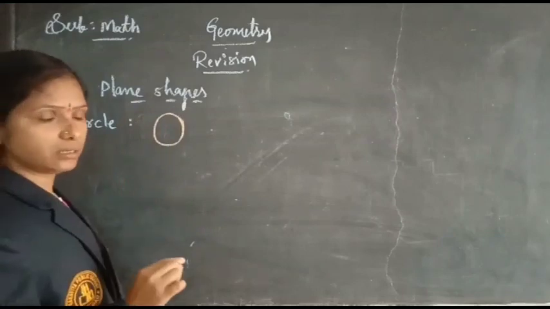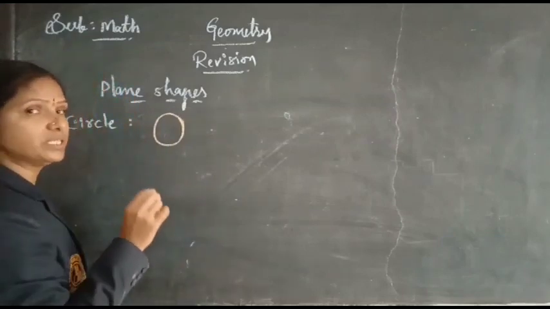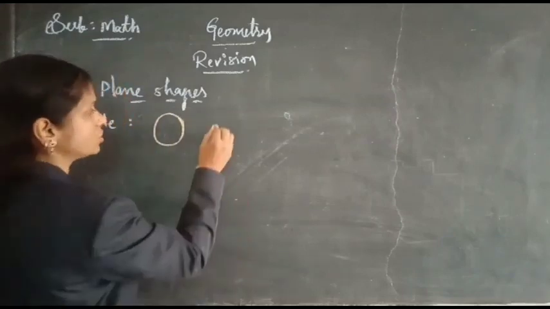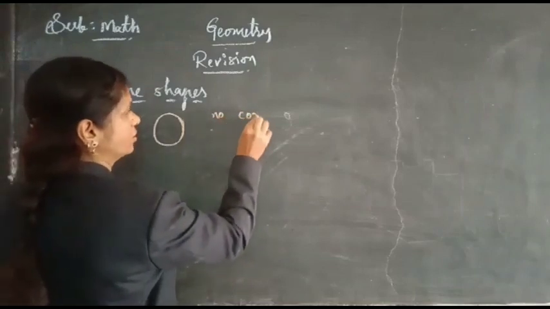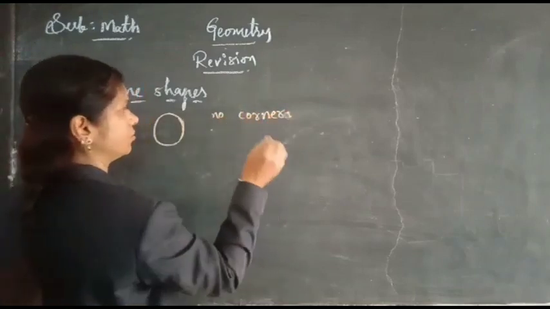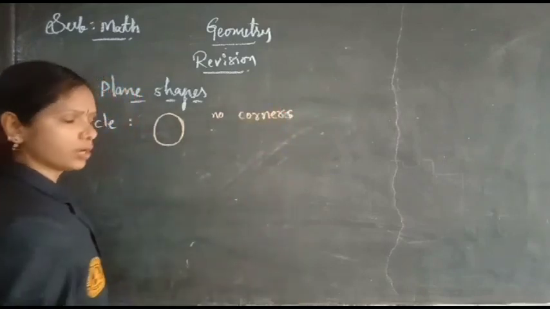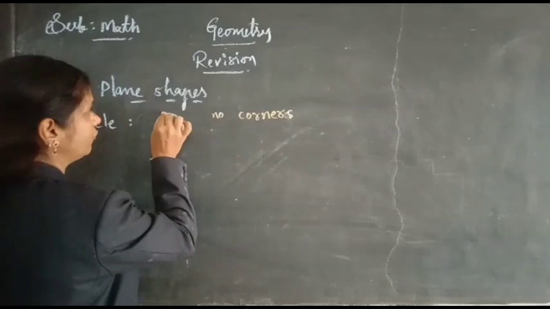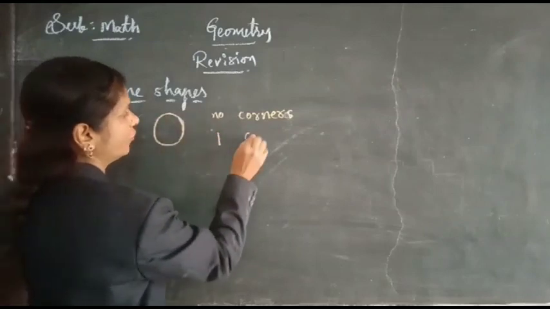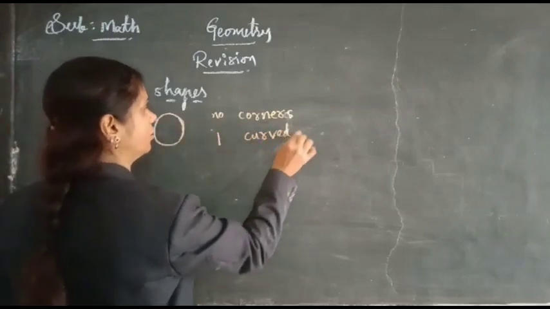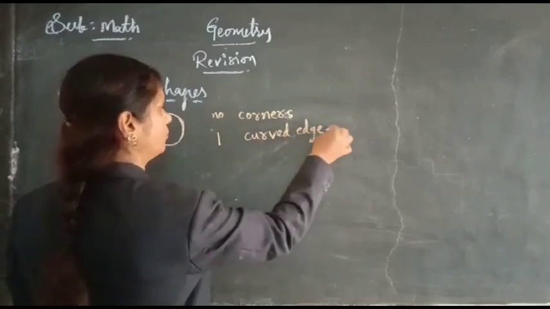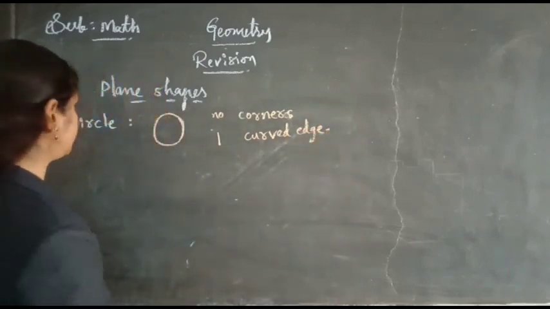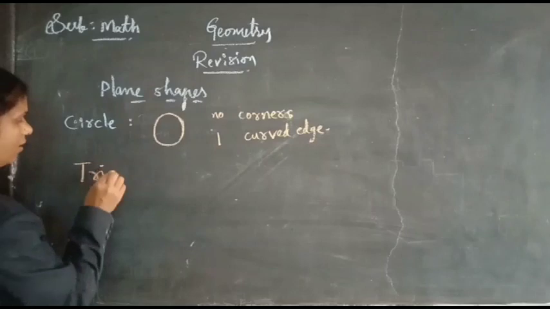And it doesn't have any vertices. Means it doesn't have any corners. For it, no corners, and it has only one curved edge, children.